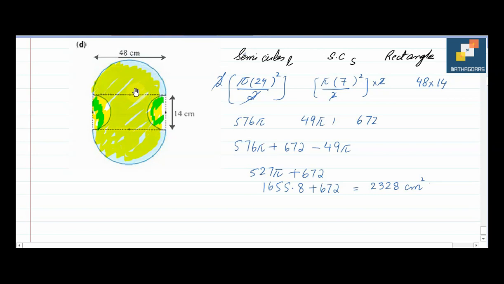So what I had done, first I added the area of this semicircle and the area of this semicircle, right? And then I added the area of the rectangle. So in short, I got the whole area of this whole figure. Then I need to eliminate these two semicircles because they are unshaded. So that's how we find the area of the shaded region.